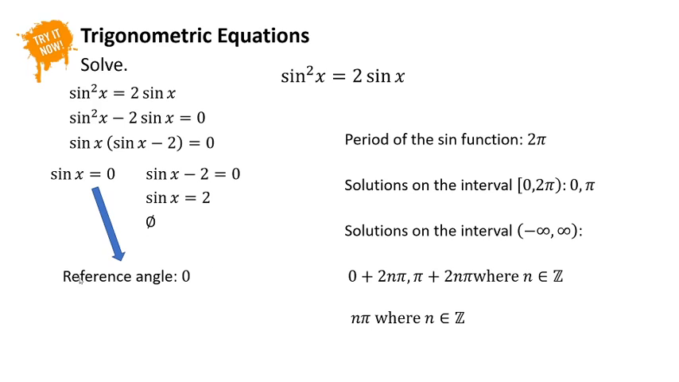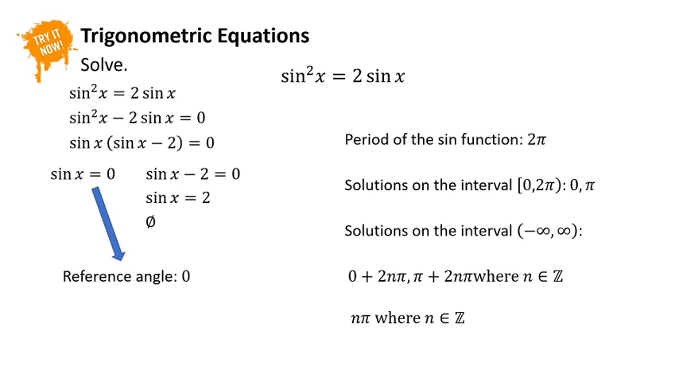So the reference angle that we're dealing with here for sine x is just 0, and the period of the sine function is 2 pi, and so the solutions on this interval, the full distance around the circle, is 0 and pi. And so for the solutions on the full interval from negative infinity to positive infinity, we would add 2 pi to each one of these things.